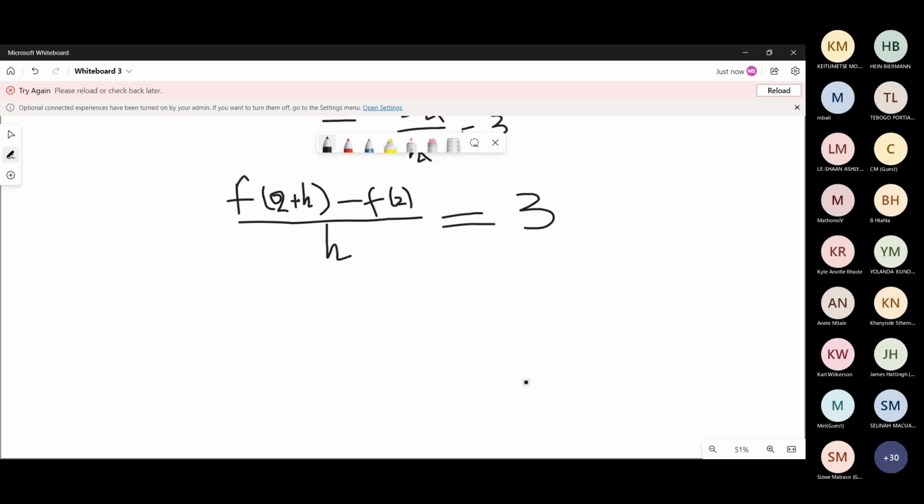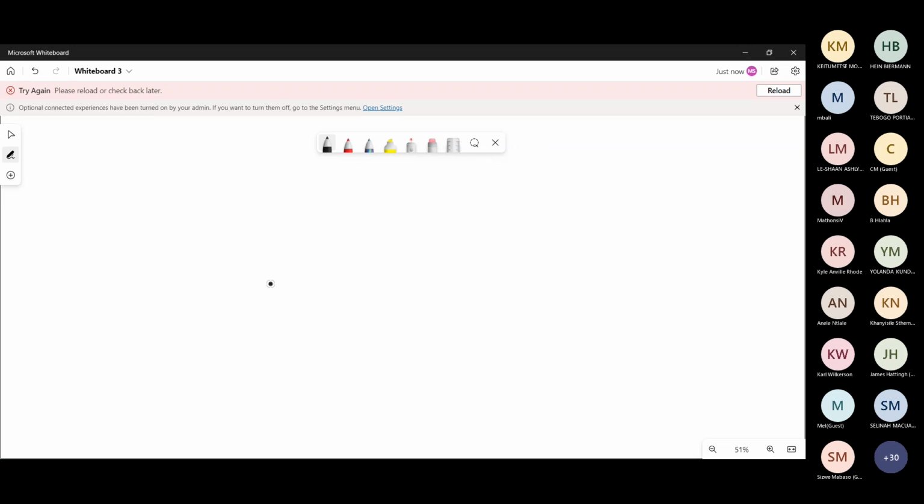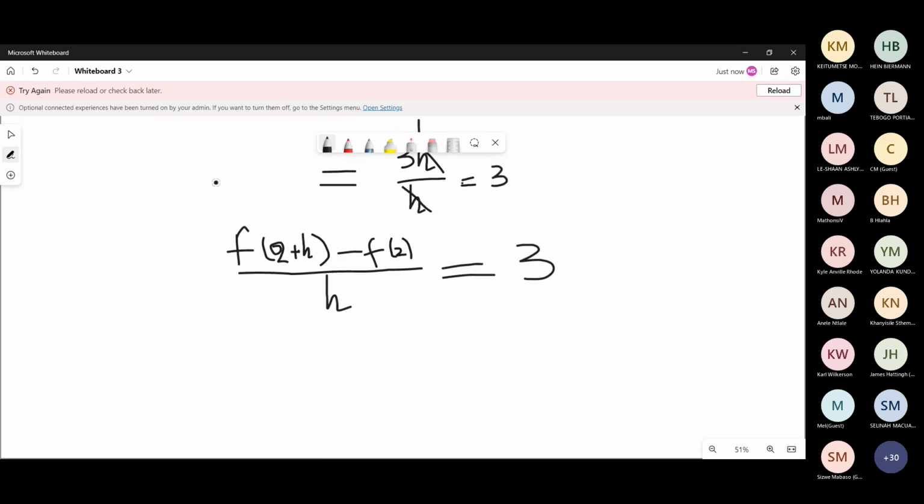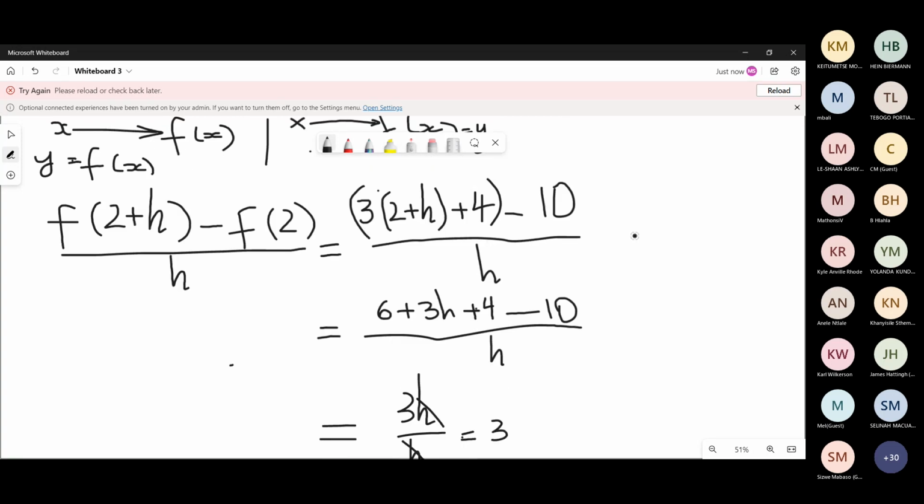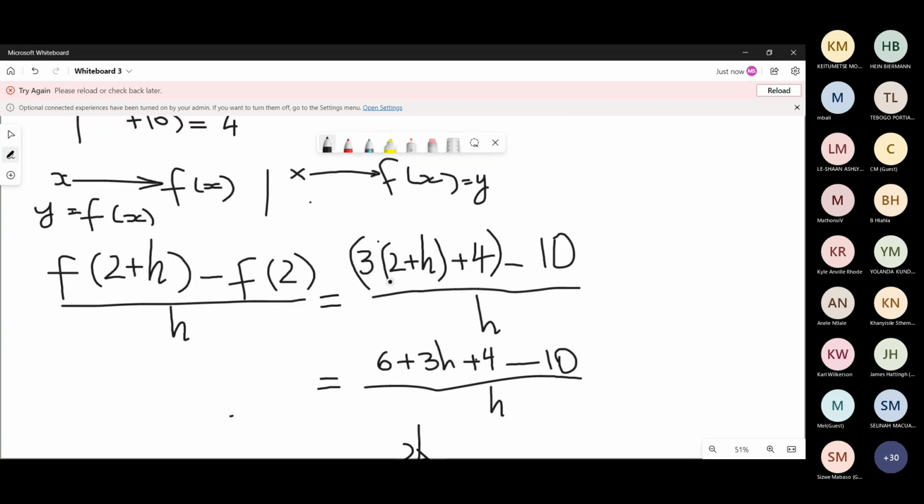Before I give the definition, let me take another example. Yes, please. There was something where you say 3 of bracket 2 plus h plus 4 minus 10. Yes. Multiply 3 by 2, right? Is 6. 3 by h, 3h, plus 4, right? Minus 10. No, 6 plus 4 is 10 minus 10 is 0. 3h over h. Right?